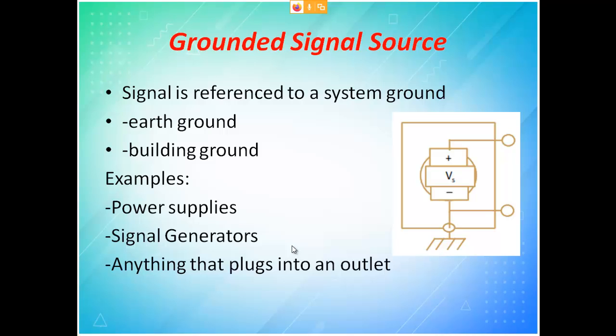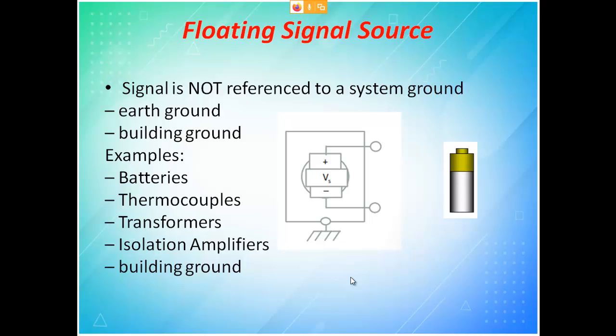A grounded signal is referred to a system ground, earth ground or building ground. Examples are a power supply or signal generator, anything that pulses into output. A floating signal is not referred to a system ground. You may have your AC supply as well as some batteries, and the battery ground will not be the same as the supply ground, so we call it a floating ground. When you use some types of sensors, you need a floating ground also, but try to see that the floating ground does not pick up the noise.